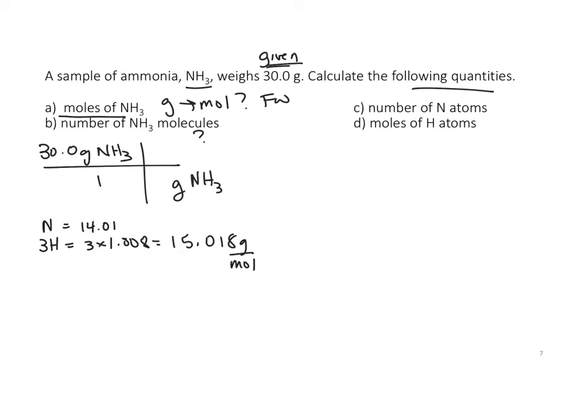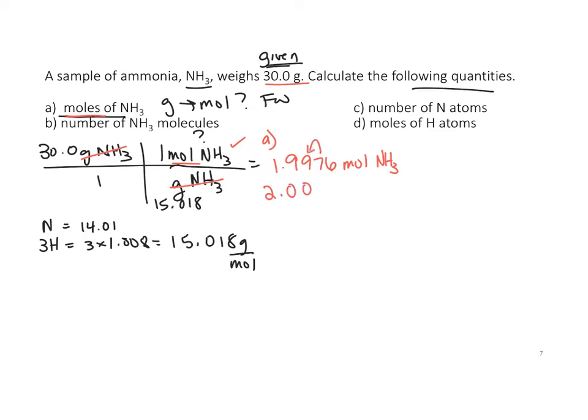And so we can do 17.034 grams for 1 mole of ammonia. And you see that the grams of ammonia cancel out and you're left with moles. That's what you want. So all we have to do now is 30 divided by 17.034. And our answer for A is 1.7612 moles of ammonia. We need 3 significant figures, so this will be 1.76 moles of ammonia.